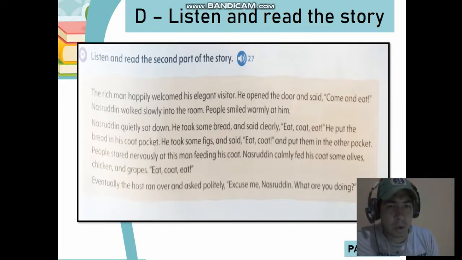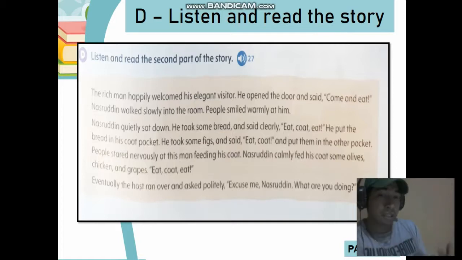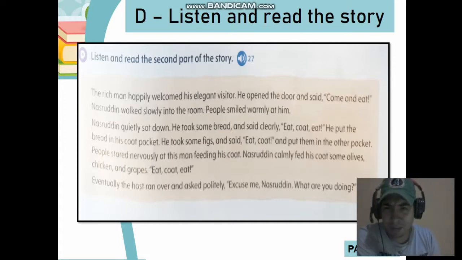Nasruddin calmly fed his coat some olives, chicken, and grapes. "Eat, coat, eat." Eventually, the host ran over and asked politely, "Excuse me, Nasruddin, what are you doing?"